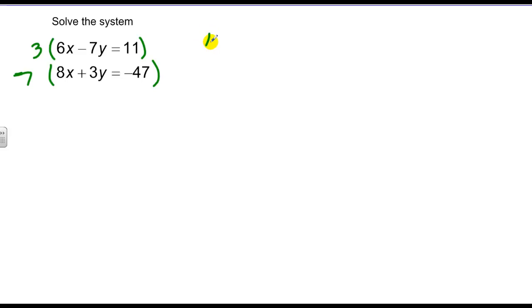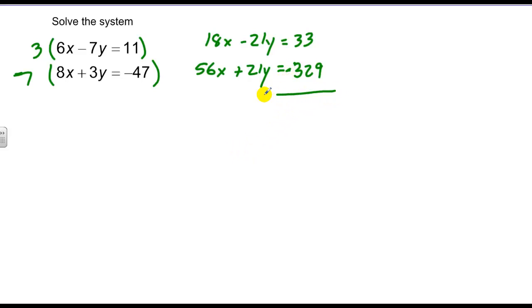The top is going to be 18x minus 21y equals 33. The bottom will be 56x plus 21y is equal to 329. And that's the only disadvantage to this sometimes, our numbers get pretty big, and that 329 is actually a negative. So then I'm going to add these up.